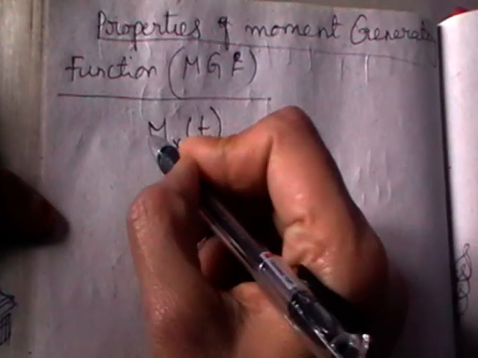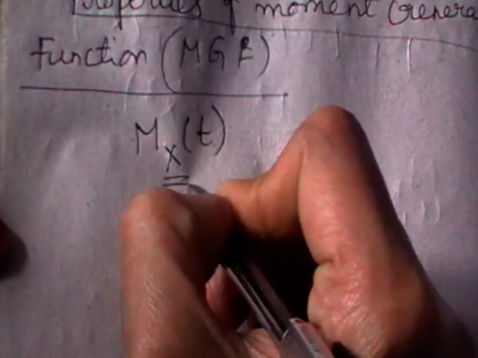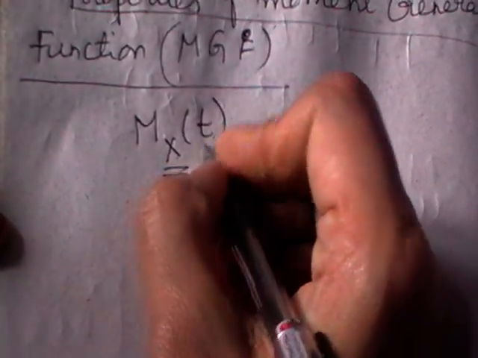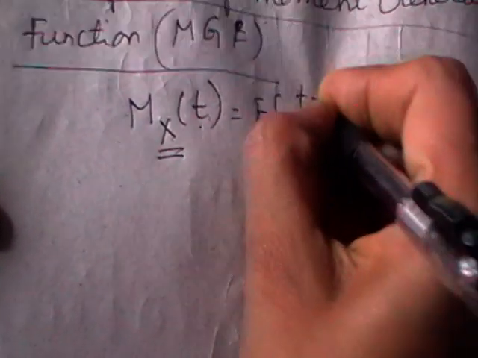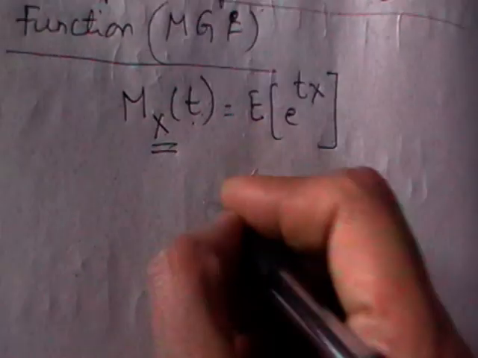We have already described that the moment generating function of a random variable is denoted M_X(t), where X is the random variable and t is the parameter. It is defined as the expectation of e^(tX). This is the definition of the moment generating function.